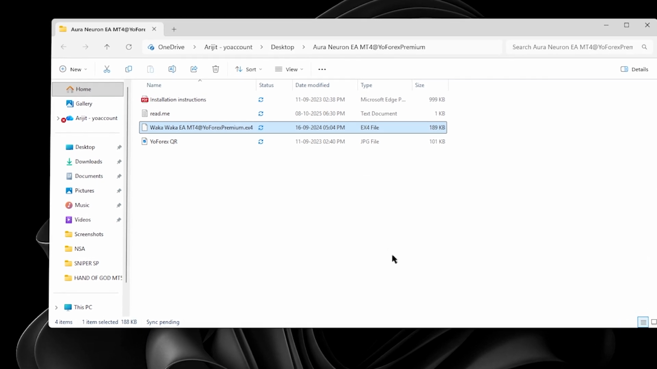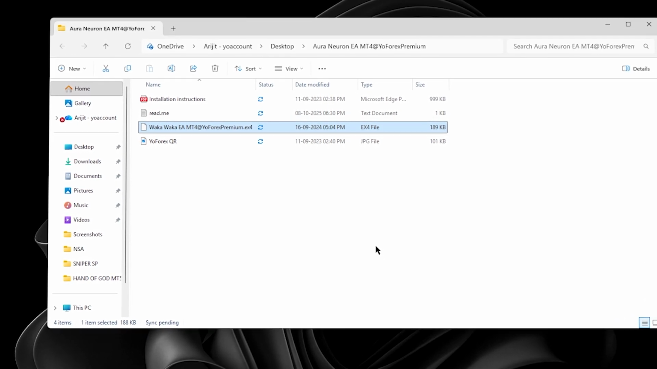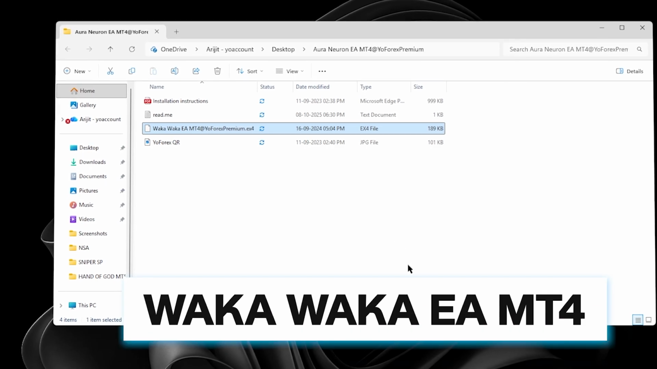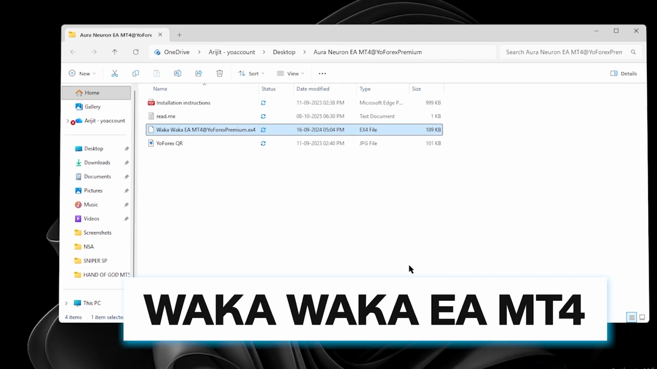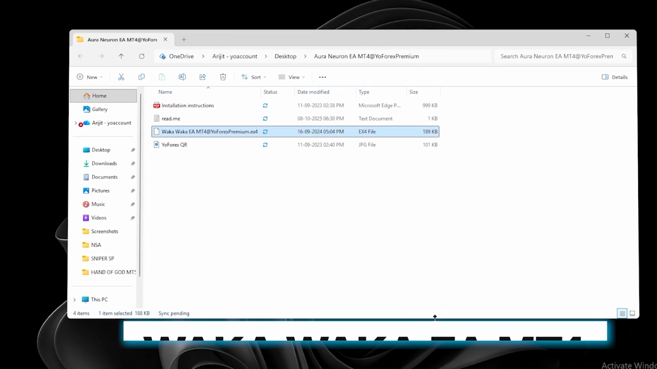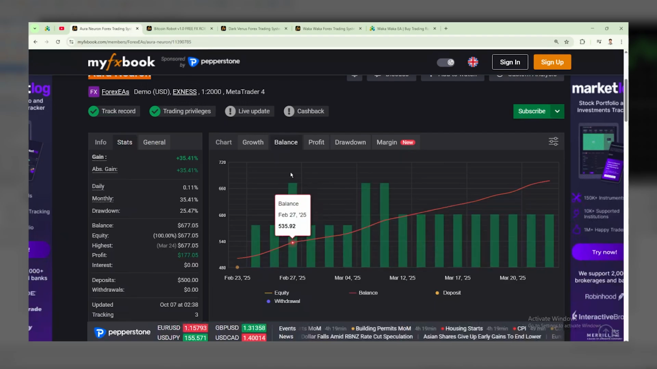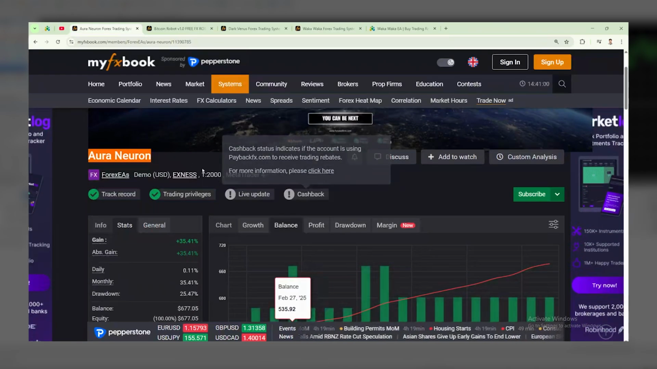Everything's idiot-proof. From there, drag it into your MT4 Experts folder, hit restart, and boom. Waka Waka EA chills in the navigator pane. Slap it on AUDCAD M15 with defaults, enable auto trading, and you're golden in minutes flat. Now buckle up for the real meat because verified proof is king.